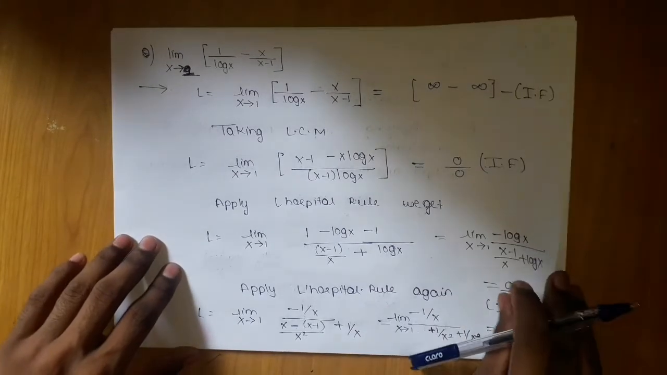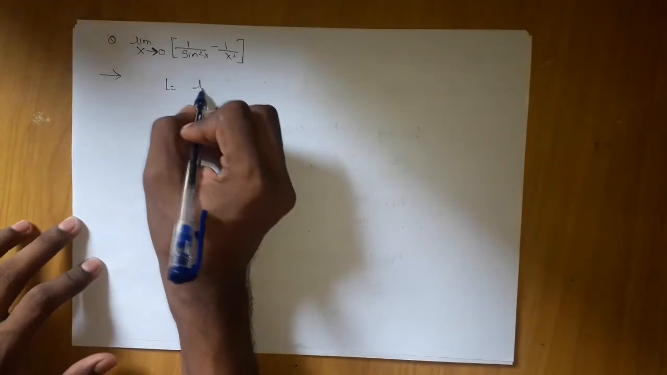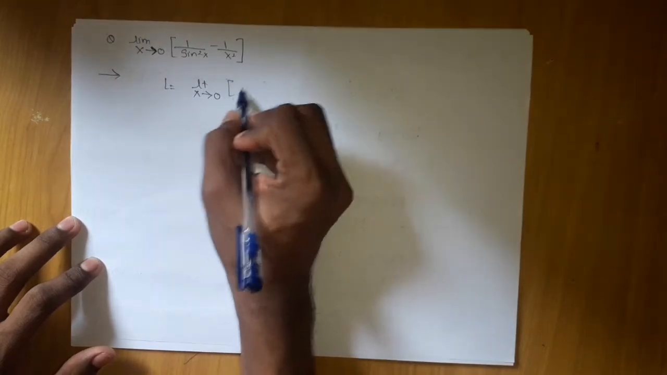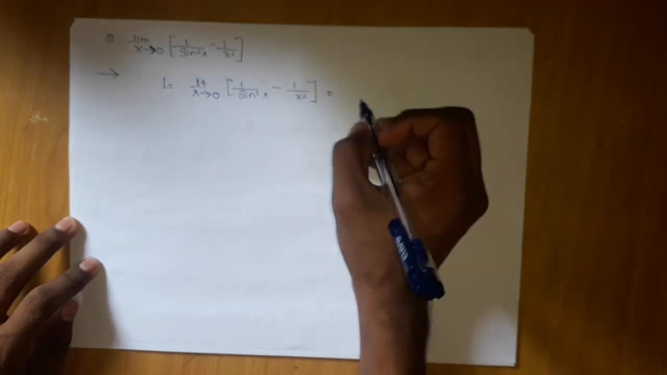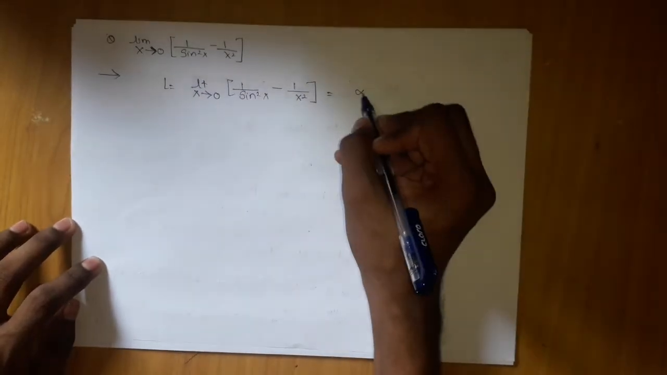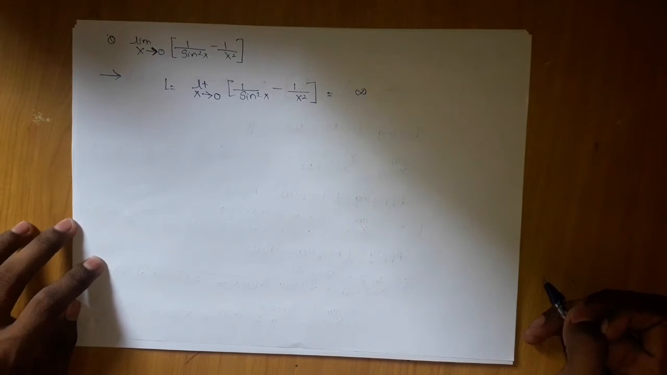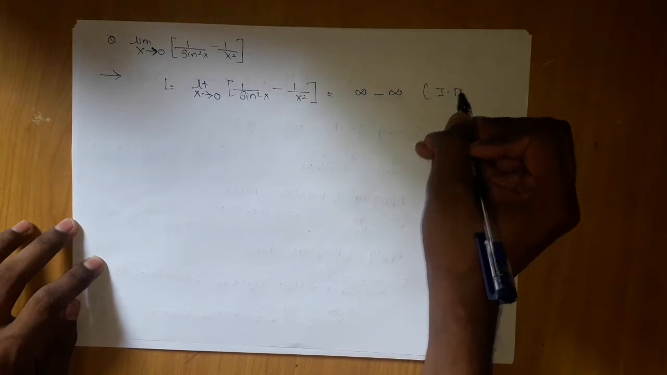Now let's move on to the next question. The next question is as follows: limit x tends to 0 of 1 upon sine square x minus 1 upon x square. So we are going to solve this problem. First step, as I mentioned, limit x tends to 0, you have to write the same thing, and in the next step you have to let the teacher know what form it is by substituting the value. Since sine 0 is 0, 1 by 0 is infinity. Similarly, 1 by x square, when you substitute 0, you get 1 by 0, which is infinity. So you are getting an infinity minus infinity indeterminate form.